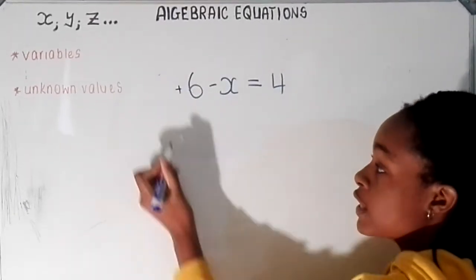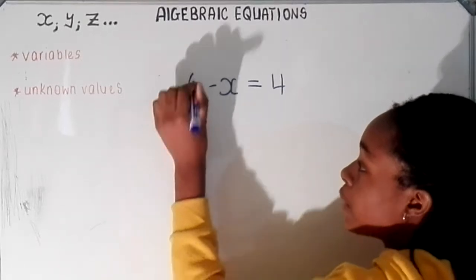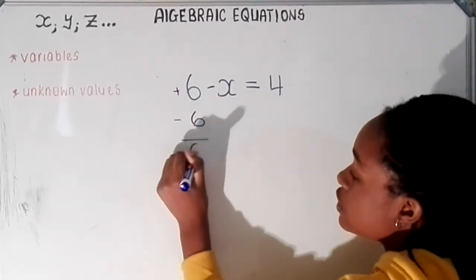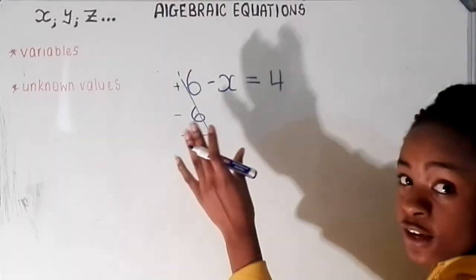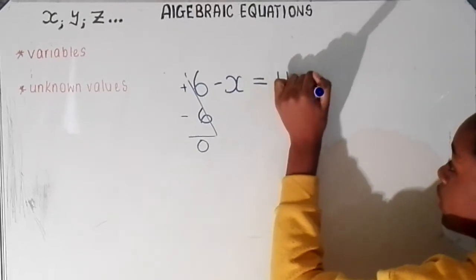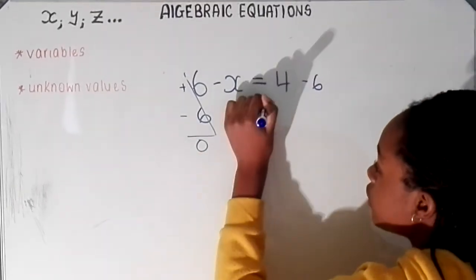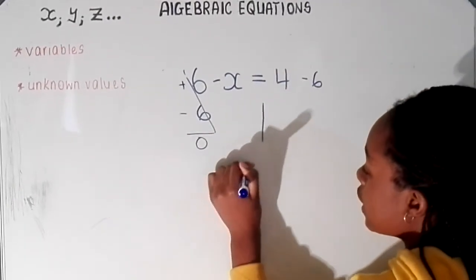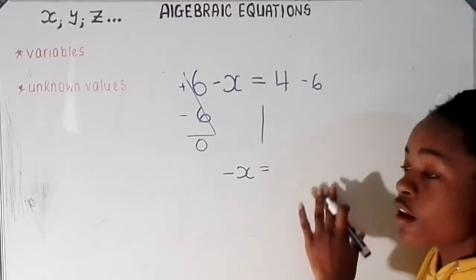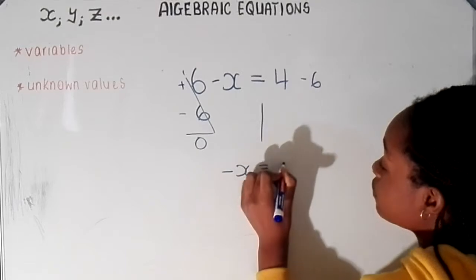What's the opposite of plus? It's minus 6. So, I minus 6 here. So, I say 6 minus 6 gives me an answer of 0, so it cancels. Whatever I do on this side, I must do on this side as well. So I'll minus 6 over here. I'll be left with minus x is equal to 4 minus 6 gives me an answer of negative 2.